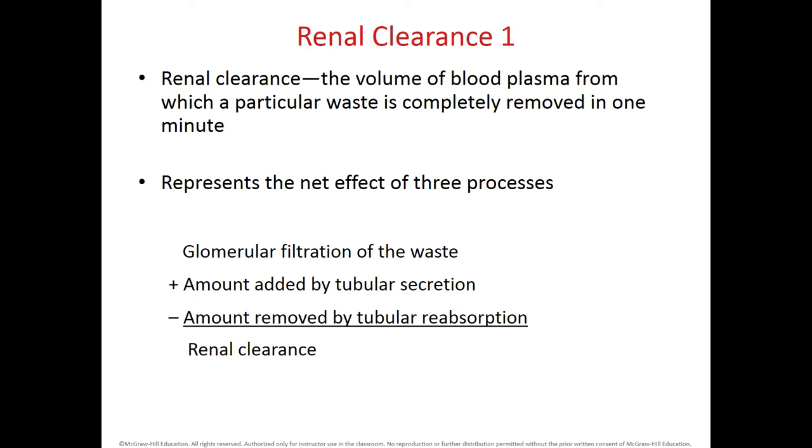So the formula for renal clearance will be: adding to the glomerular filtration the amount added by tubular secretion, and subtracting from there the amount removed by tubular reabsorption.